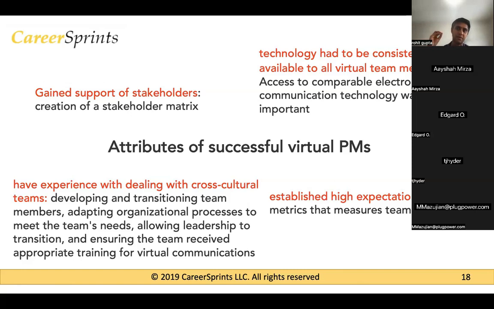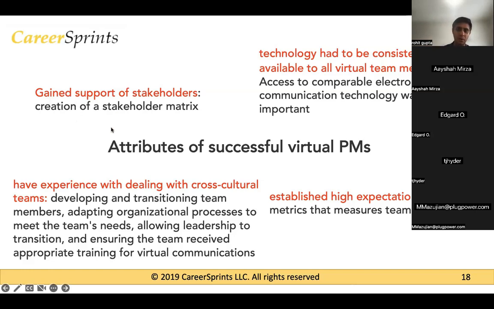And from the research, it was concluded what successful virtual project managers do. Like, what are the major traits or the things that they invest their time in if they are a virtual project manager? A lot of us who are going to work as project managers, or who are already working as project managers, are working in a virtual environment, and we have teams that we need to manage as well, right?